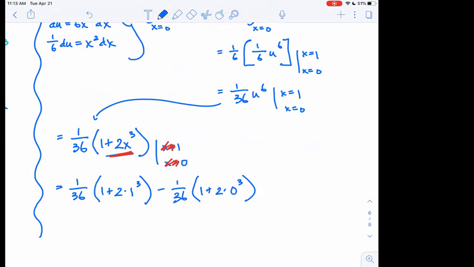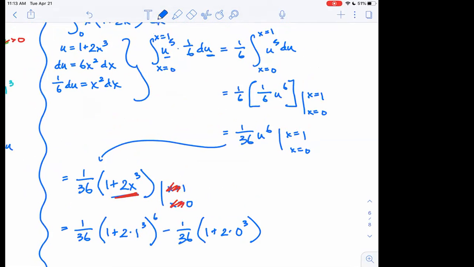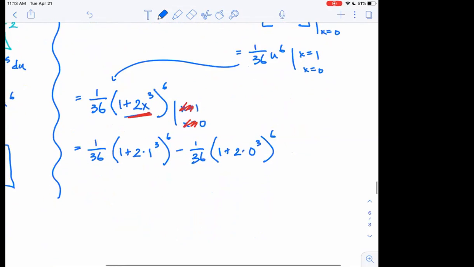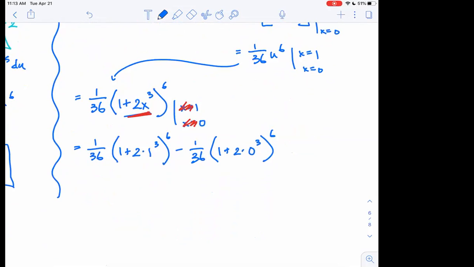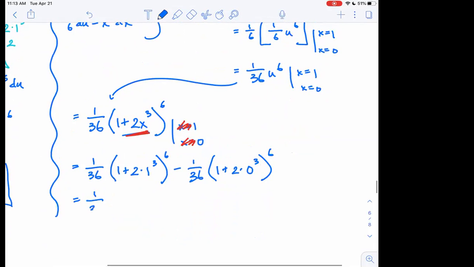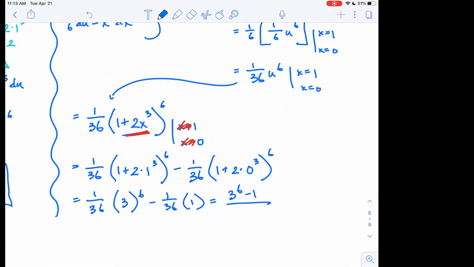Oh my gosh, yes. Don't make that mistake. There we go. Thank you. Okay. So making sure that your power of 6 is still definitely there. Now you simplify. So I've got 1/36. This will give me 3 to the 6th minus 1/36 times 1. And that gets me to the same answer I had before, which is that.